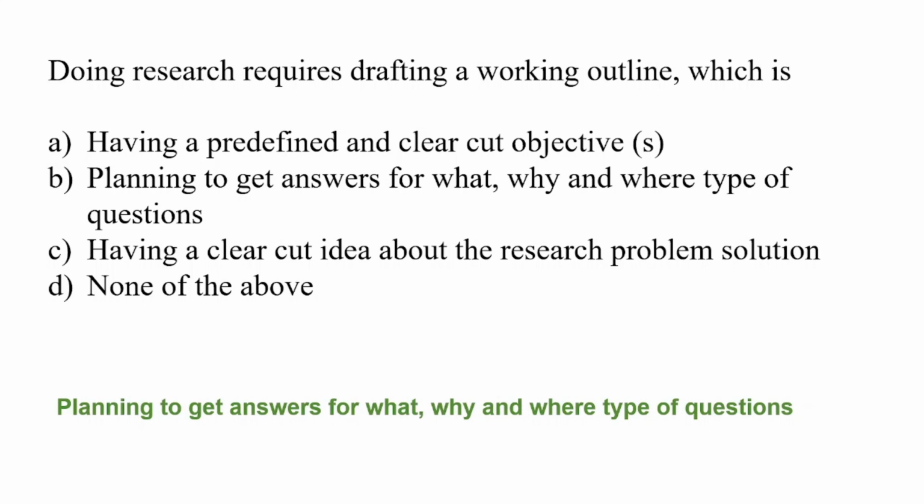C is having a clear-cut idea about the research problem solution. Definitely no. Even super brilliant people don't have that. You should not have that. That will make you biased. So you don't have a clear-cut idea about the solution. You might have a clear-cut idea about your objectives, but solution, no. So B is more relevant to the question. So that is why I said B.